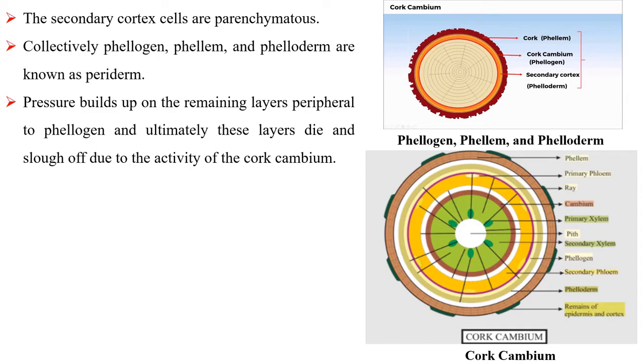The secondary cortex cells are parenchymatous. Collectively, phellogen, phellem, and phelloderm are known as periderm. Pressure builds up on the remaining layers peripheral to phellogen, and ultimately these layers die and slough off due to the activity of the cork cambium.